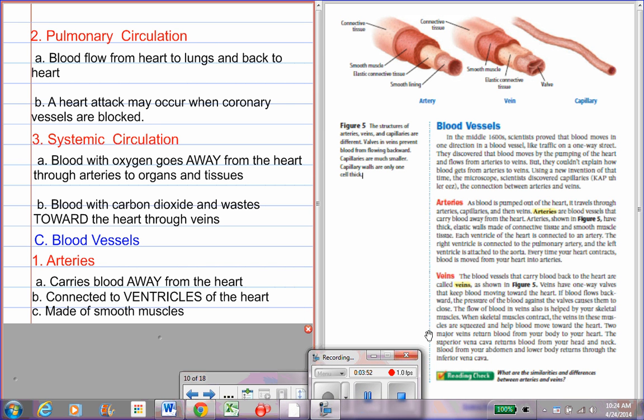Two major veins return blood from your body to your heart. The superior vena cava returns blood from your head and neck. Blood from your abdomen and lower body returns through the inferior vena cava. Okay, we have two things going on here. We're talking about the structure of the vein.